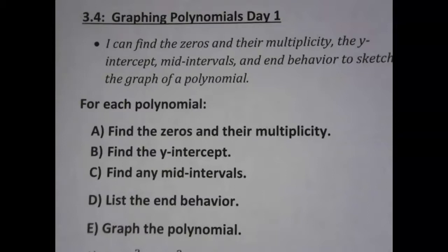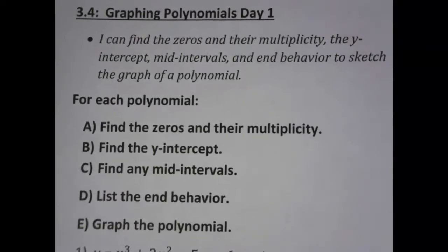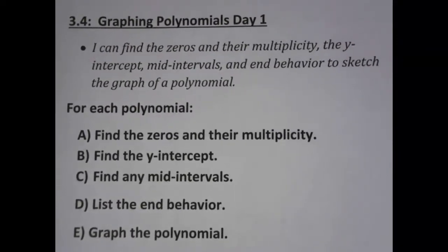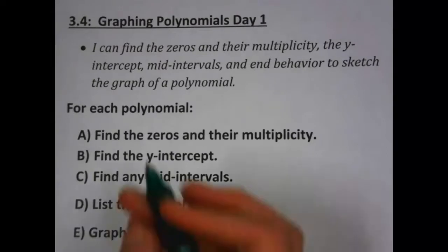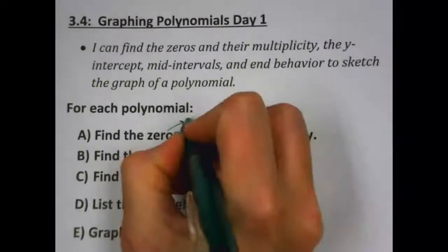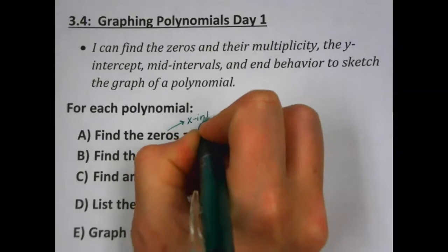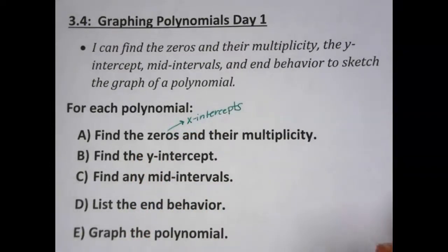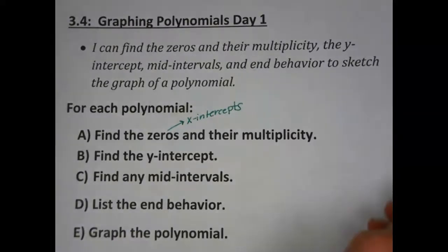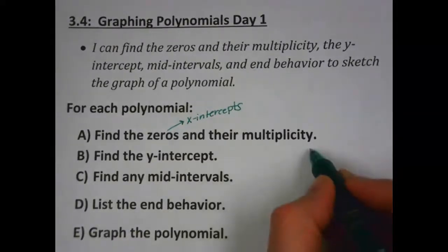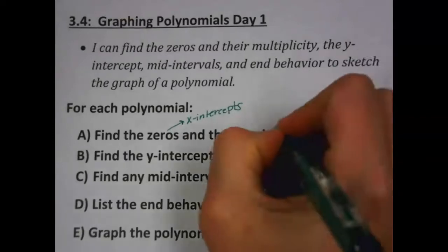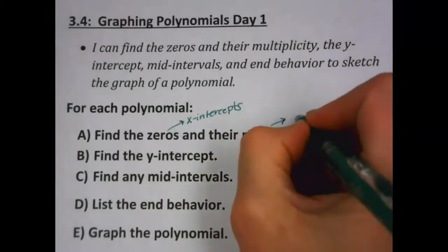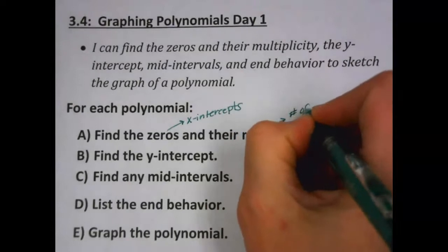So running through the things that we need to do each time, please make sure that you get all of this written down so you can refer back to it and make sure you have all of these included with your graphs. We want to find the zeros. Remember, zeros are a synonym for X-intercepts. So when it's asking you to find the zeros, we're trying to find the places where our graph is crossing the X-axis. We're going to locate or figure out what their multiplicity is. Multiplicity refers to the number of times a zero occurs.